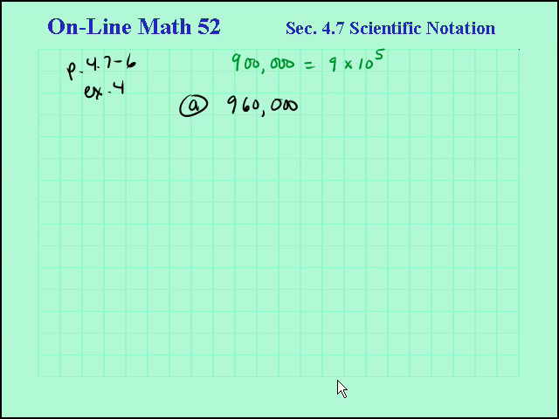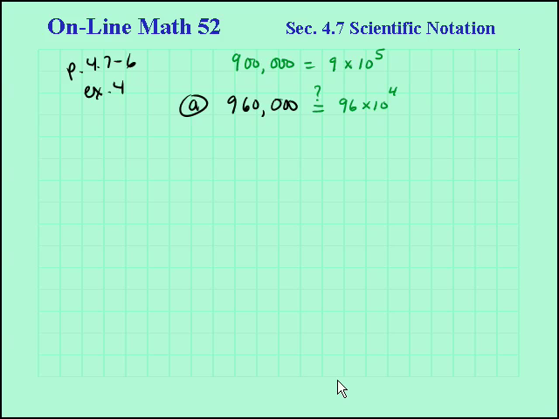Now, what do you think about making this, and I'm just going to put a question mark here for now, as 96 times 10 to the, let's count up the number of zeros. 1, 2, 3, 4. 4 zeros. What do you think about making it 96 times 10 to the 4th? Is it true that it's equal to 96 times 10 to the 4th? Sure it is. That's a true statement.